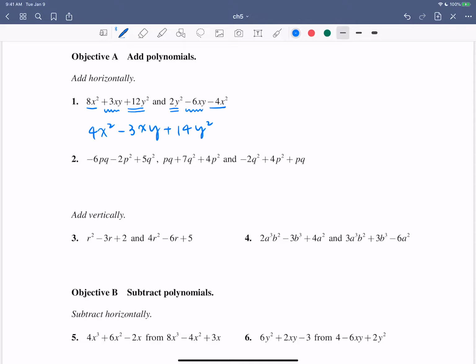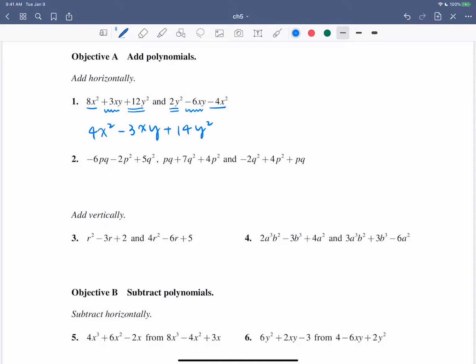Let's look at the other method, add vertically. When we add vertically, you're basically doing the same thing as we did before. Instead of labeling or marking different like terms, we are aligning your terms vertically based on the variable part. So I'm going to write the second polynomial in number 3 right below the first one, but I will rearrange them. If you look at number 3, r squared minus 3r plus 2.